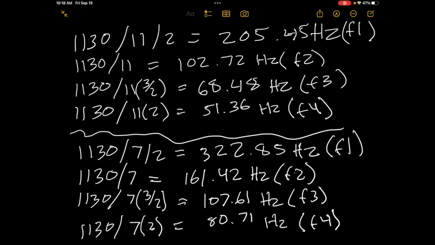which equals 51.36 hertz. For the second and third measurements, which are the same, we take the velocity divided by half of 7, or 3.5, which equals 322.85 hertz, which is the fundamental. Then divide by 7, 161.42 hertz. The velocity divided by 7 times 3 halves, which is 107.61 hertz. And the velocity divided by twice of 7, which is 14, which equals 80.71 hertz.